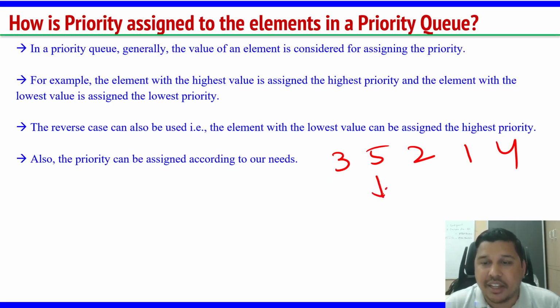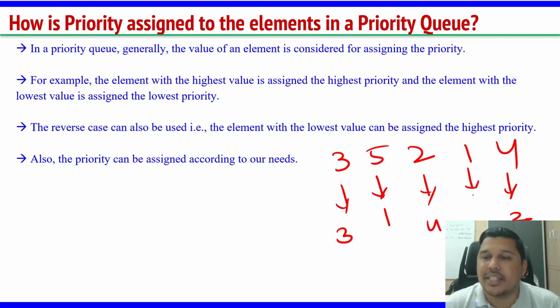So this is having first rank, this is having second, this is having the third rank, this is having the fourth rank, and this is having the fifth rank. That way you can insert the elements. Indirectly there is a priority in those elements. That's what is being discussed. That's how priority is being assigned to the elements.